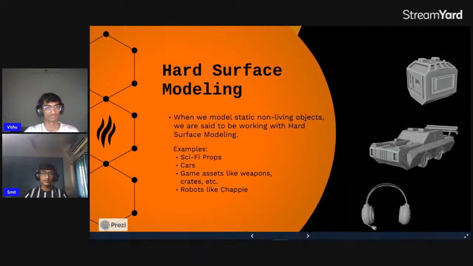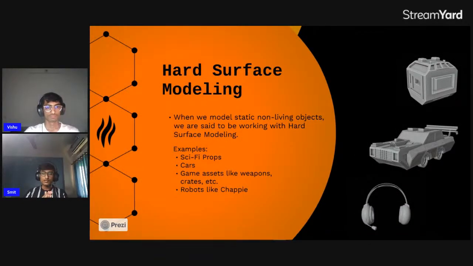Now, hard surface modeling. So see, there are two types of modeling. One is organic modeling, which means modeling living things, like characters or plants or trees. And one is hard surface modeling, which is basically modeling static or non-living objects, like cars, guns, game assets like weapons and robots, and stuff like that.